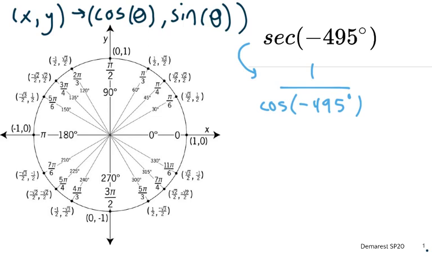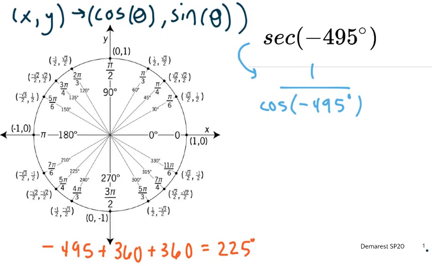But maybe you don't have a unit circle, maybe you don't draw it out every time. So what you can also do is find a coterminal angle by simply adding 360 degrees, and I should do it one at a time, until we get something that's positive and on the unit circle. So first I've got negative 495 and I add 360, and that gives me negative 135. Well, negative 135 is also not on the unit circle. So I add 360 again, and that gives me 225. That is on the unit circle, right? It's between 0 and 360.